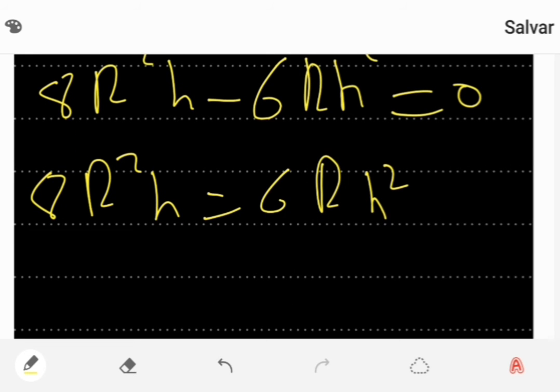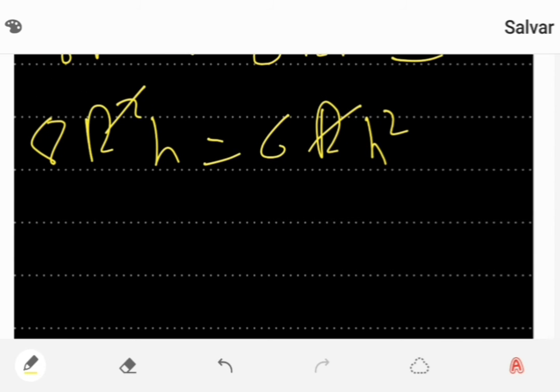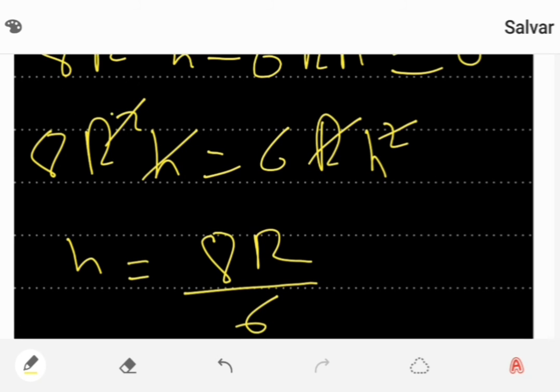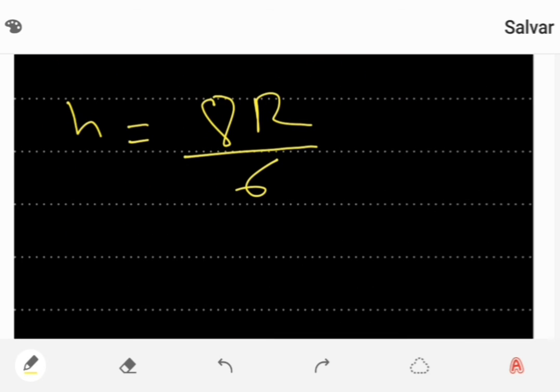And so R cuts with R, and because H must be different than 0, it will cut too. So H is equal to 8 multiplied by R divided by 6, right? There is this R over here yet, we just cut the square. So H is equal to 4R divided by 3, dividing by 2. Okay, so this is our answer for H.